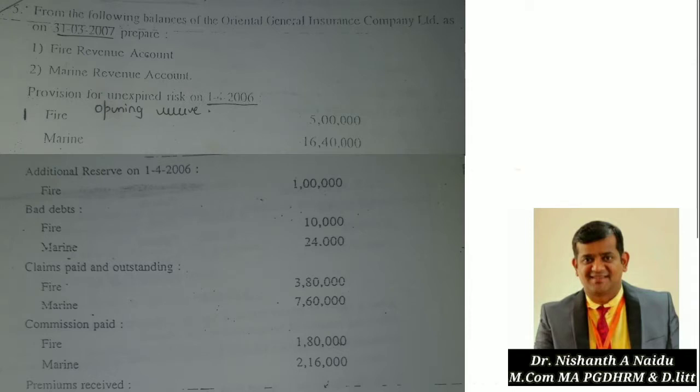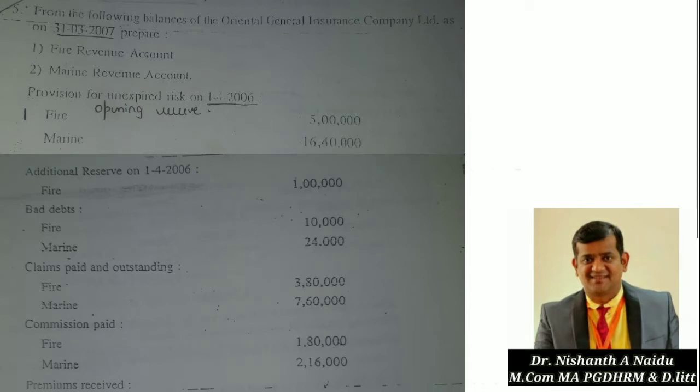From the following balances of the Oriental General Insurance Company Limited as on 31st 3 2007, prepare fire revenue account, marine revenue account. So that means here we have to prepare two accounts, one is for fire and another one is for marine. Provision for unexpired risk on 1/4/2006 5 lakh rupees. So 1/4/2006, in the sense it is going to be an opening balance, and marine 16 lakh 40,000 rupees, that is also an opening balance.